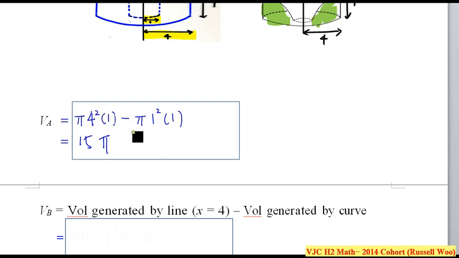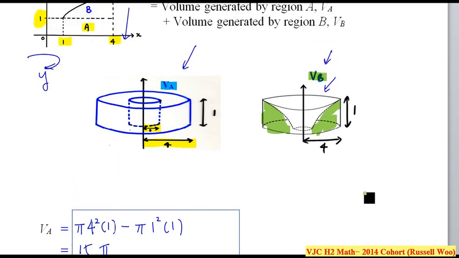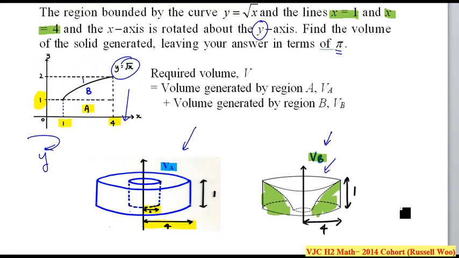Now, what about VB? VB is tricky. Remember what I said just now, if we were to integrate this part here, rotate about y, if you use the formula, you are actually going to get this volume, because it's bounded by the curve and the y-axis. So, in order to get volume VB, we've got to use cylinder minus this volume. Big volume minus small volume.